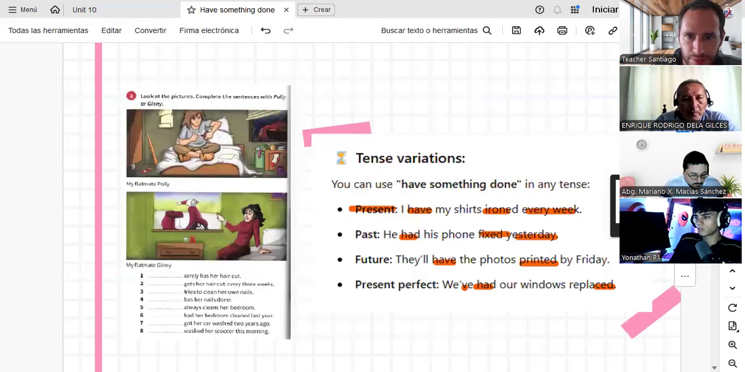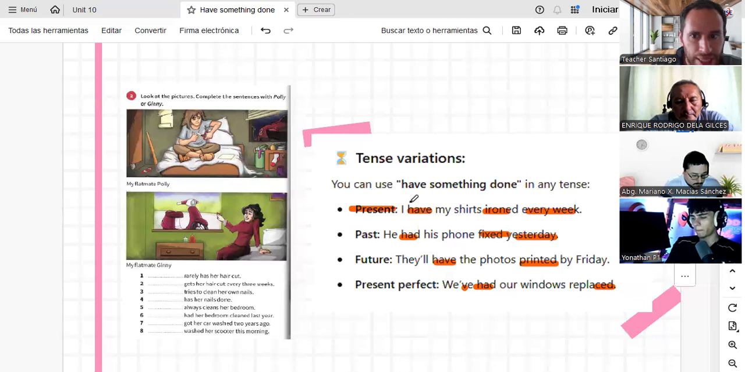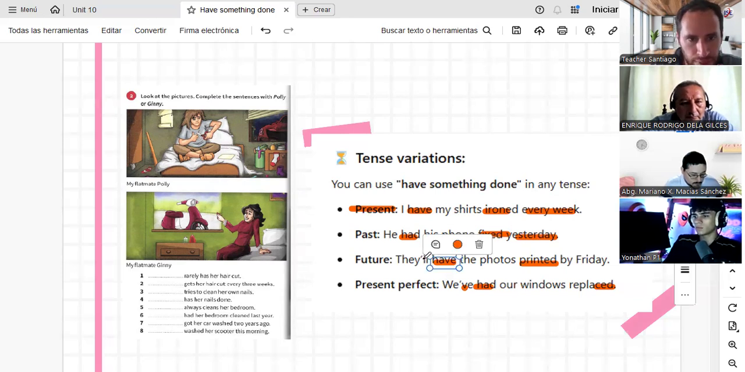So let's continue. Now, let's check again. Jonathan, let's pay attention. You left for a while. So, the explanation. You can use have something done with any tense. In the present, we use the auxiliary have, and the verb goes in past participle. Here, we know it's present because it's a routine every week. With routine, we use present, right? In the past, we use had instead of have, and the verb goes in past participle. The clue here is yesterday. This is an expression that tells us we're talking about the past. Future, will, right? That's the modal verb that helps us know we are talking about the future.